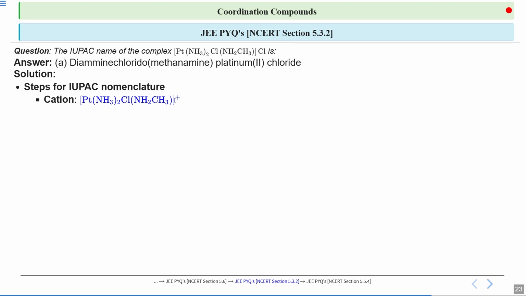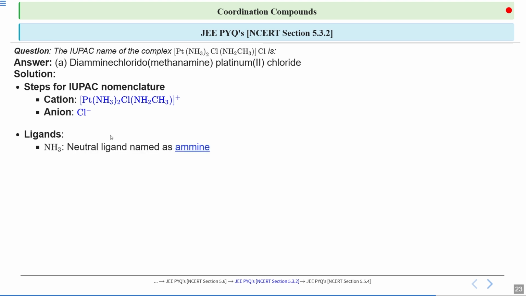NH2CH3 is methanamine, and the complex is positive because there is chloride which is the counter anion, which gives us a one positive charge on this complex. So we got this cation, and the anion is chloride. It is present outside of the coordination entity, that is, this chloride ion is the counter ion. After this, you have to know the ligands and their names.